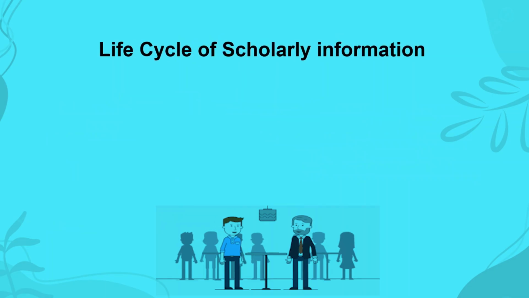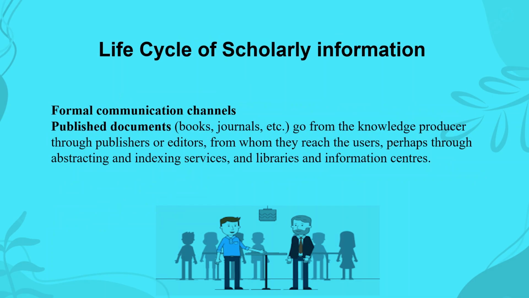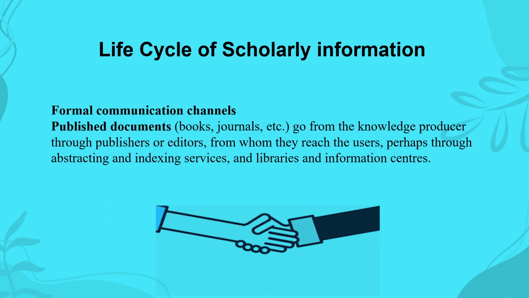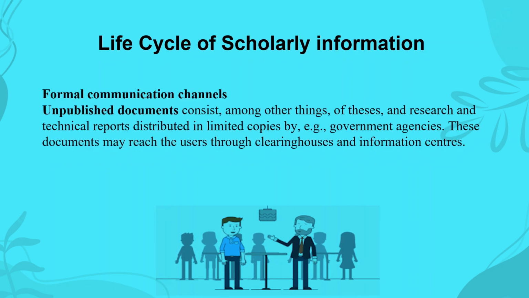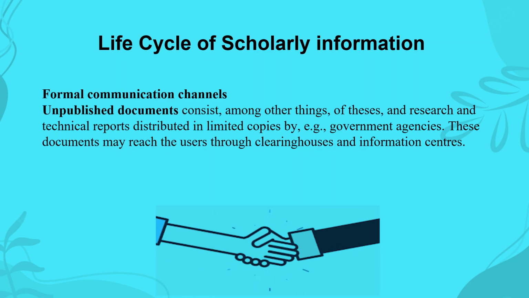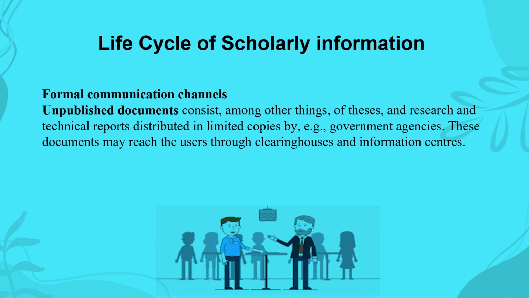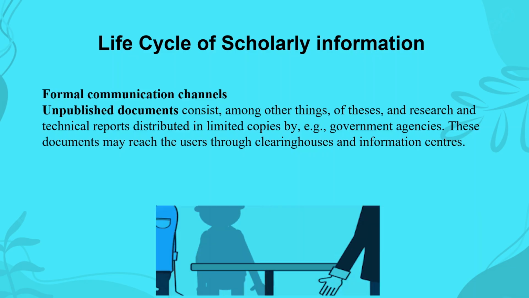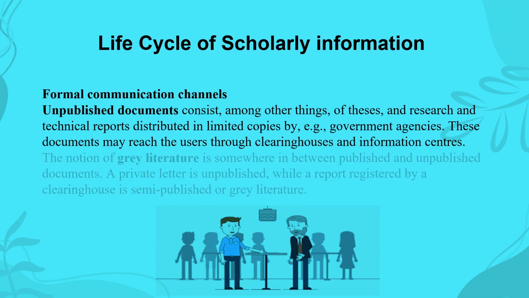Now, what are published documents? Published documents, for example books, journals, etc., go from the knowledge producer through publishers or editors, from whom they reach the users, perhaps through abstracting and indexing services and through libraries and information centers. Unpublished documents consist, among other things, of theses, research and technical reports, etc., distributed in limited copies by, for example, government agencies. These documents may reach the users through clearinghouses, information centers, etc.